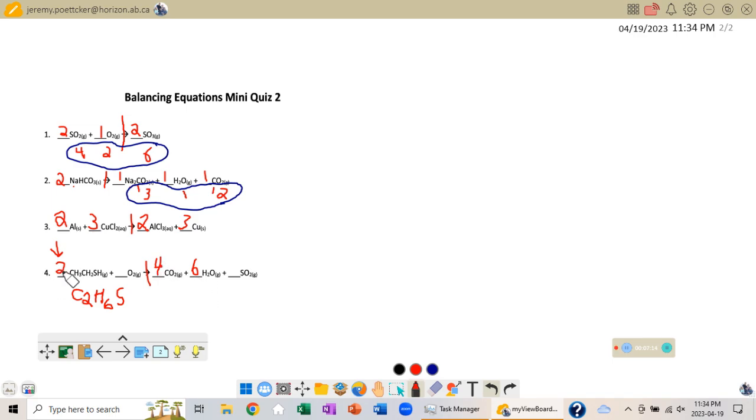And now that also tells me I have 2 sulfurs on the left side, which means I need to have 2 sulfurs on the right-hand side. And now I need to figure out the oxygens. So I have a total of 8 in the carbon dioxide, total of 6 in the water, and total of 4 here. So 6 plus 4 is 10, plus 8 is 18. How do I get to 18? Well, 2 times what gives me 18? Oh, it's going to be 9. So I'm going to put a 9 here.